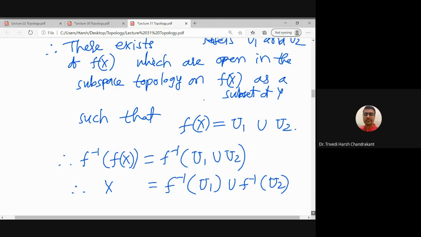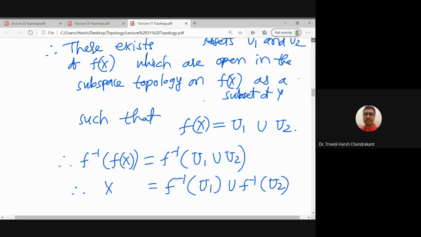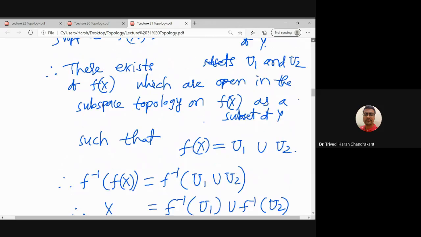So did I mention disjoint here? No. So I should mention that there exist disjoint subsets U1 and U2 of f(X) which are open in the subspace topology as a subset of Y such that f(X) is the union of these sets.